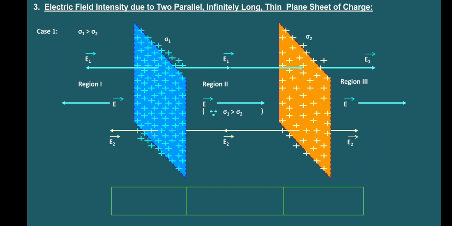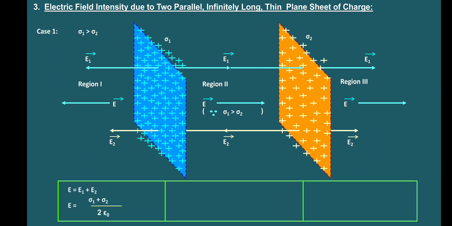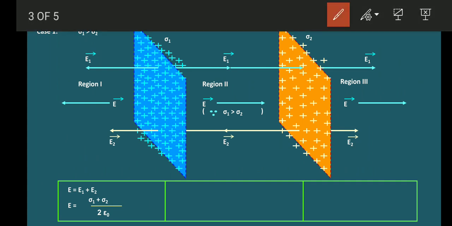Okay. Now we will calculate that. In the first region, the total electric field intensity will be E1 plus E2. The E1 value we already calculated: E1 equals sigma 1 divided by 2 epsilon naught. Then E2 will be sigma 2 divided by 2 epsilon naught. When you add them, the denominators are the same, so the numerators will be added: sigma 1 plus sigma 2 divided by 2 epsilon naught in the first region.